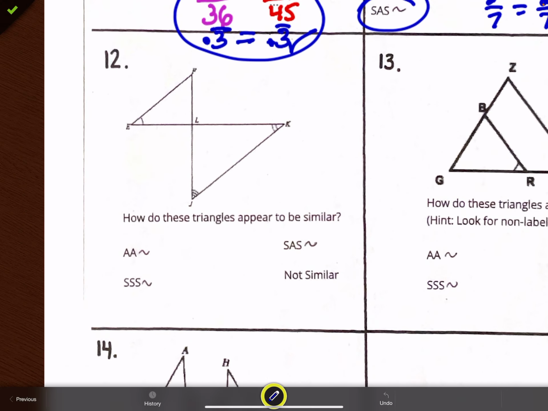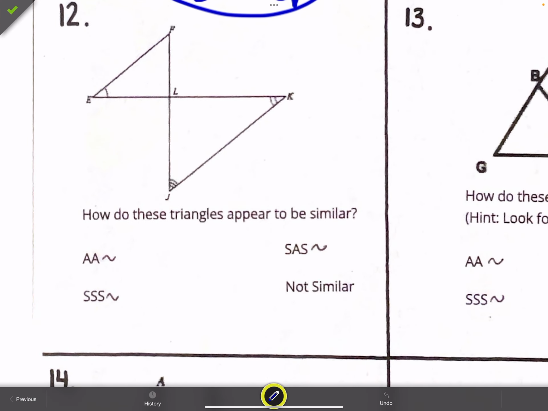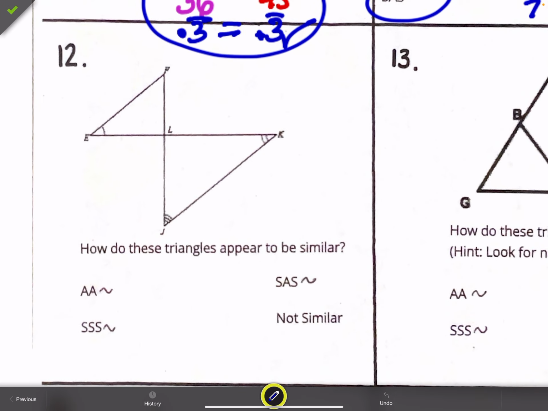All right, number 12. How do these triangles appear to be similar? Giving me the 3 options and then not similar. So I'm looking at it and I'm like, okay, the markings they have, none of them match. So none of those angles they're showing me are congruent. So do I have anything I can mark before I claim not similar?